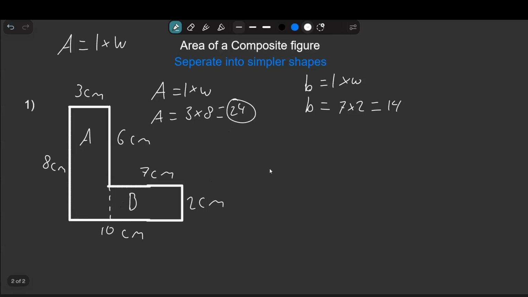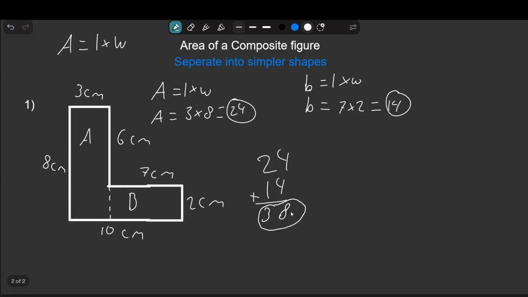But we're not done yet, because we need the area of the full composite figure. Because we have them both, we just have to add them together. 24 plus 14: 4 plus 4 equals 8, 2 plus 1 equals 3. So 38 will be your final answer for the first example.